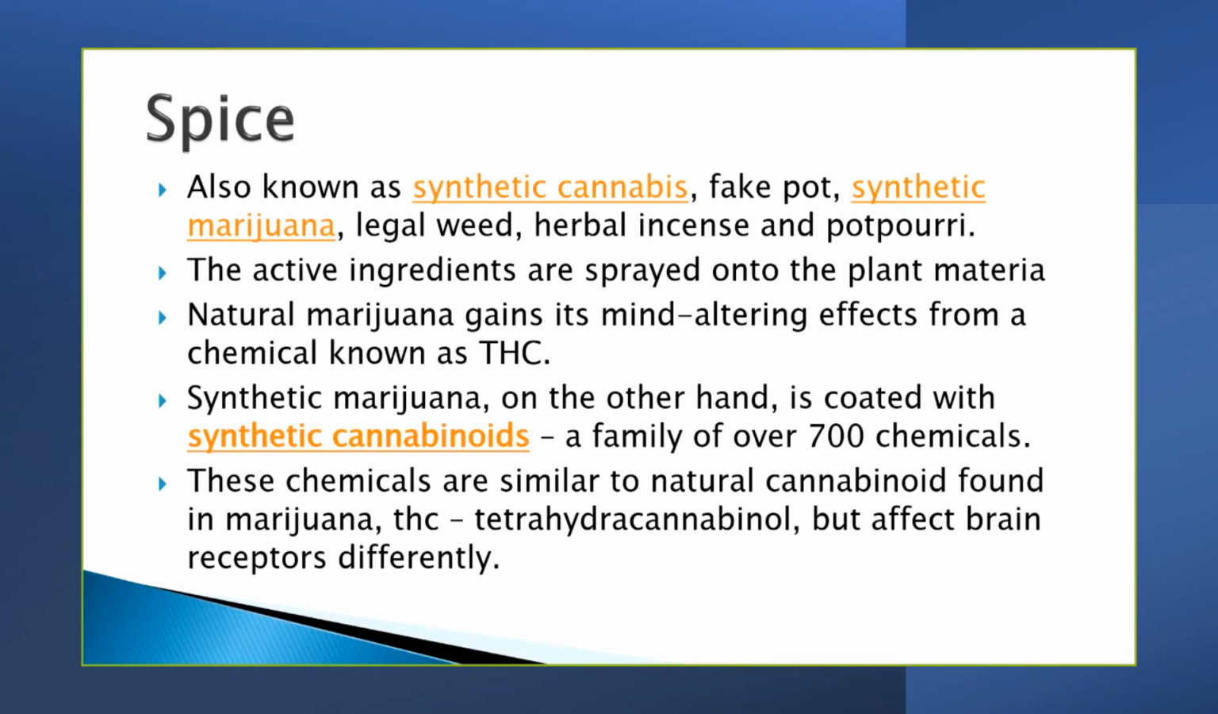Natural marijuana gains its mind-altering effects from a chemical known as THC. Synthetic marijuana, on the other hand, is coated with synthetic cannabinoids. Over 700 different chemicals fall into this category.